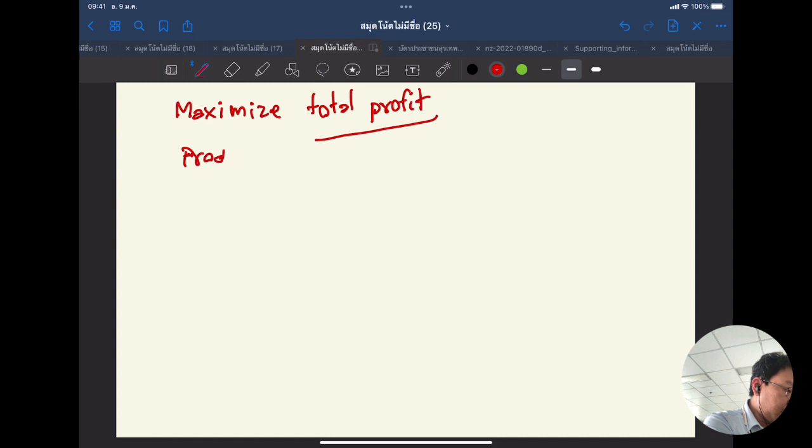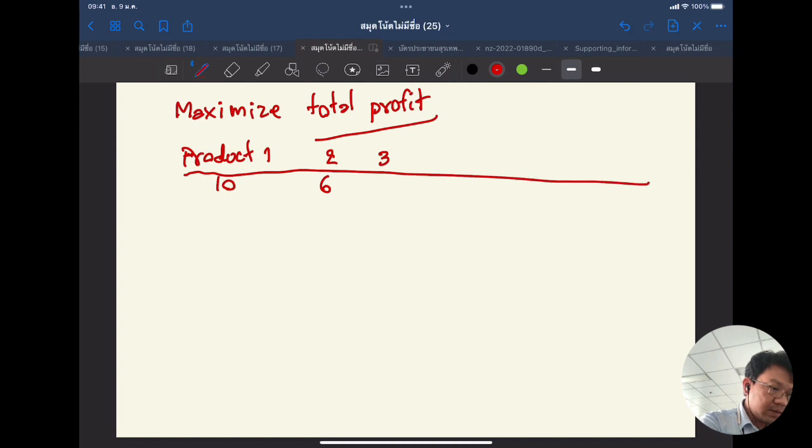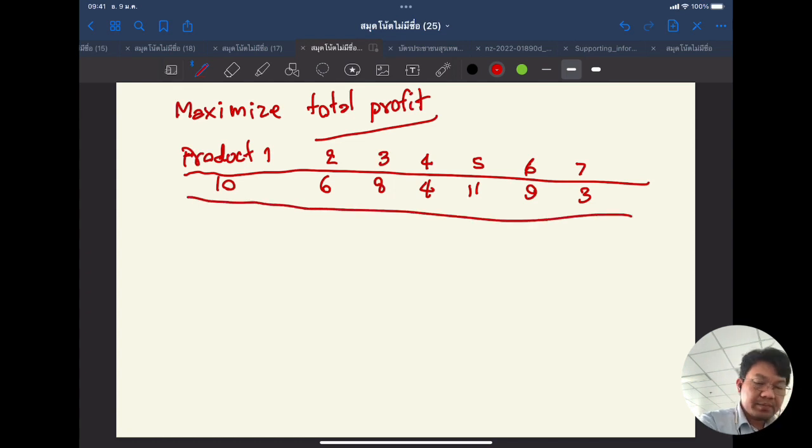We have product 1, the contribution is 10. For product 2, the contribution is 6. For product 3, the contribution is 8. And for product 4, 11; for product 5, 9; for product 6, and 3 for the last one, product 7.